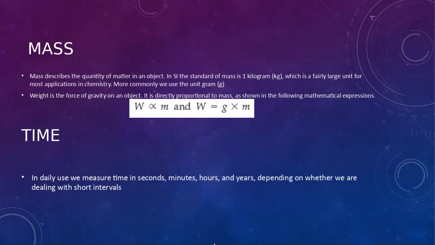Here the weight and the mass describe the quantity of matter in an object, and in SI the standard of mass is 1 kilogram, for example. Gravity is important. Weight has gravity and mass is only mass. The 1 kilogram is a fairly large unit for most applications in chemistry, so more commonly we use the gram. Don't forget that its symbol is only g. Weight is the force of gravity on an object. If you read here, you can understand, and it is directly proportional to mass. Here, this is the weight, this is the gravity, and this is the mass.